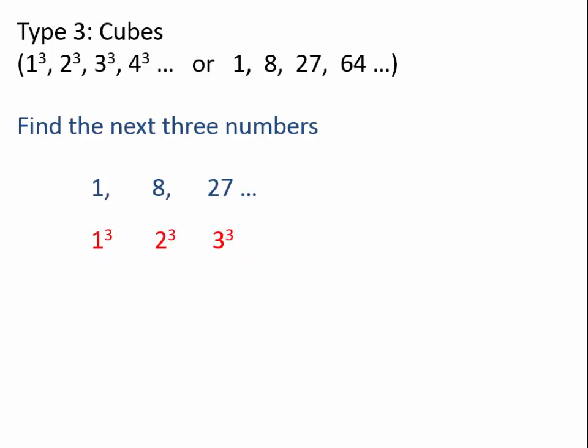Is it 1 cubed, 2 cubed, 3 cubed? And yes, it is. So the rest would be 4, 5, and 6 cubed. And do that on your calculator. 4 cubed gives you 64, 5 cubed gives you 125, and 6 cubed gives you 216. So your answer is 64, 125, and 216.